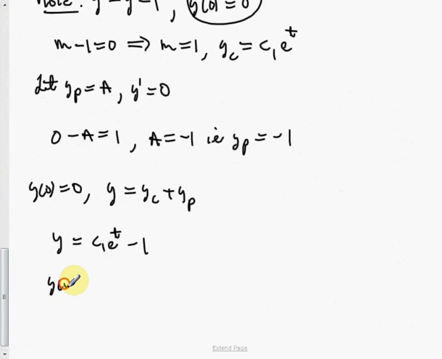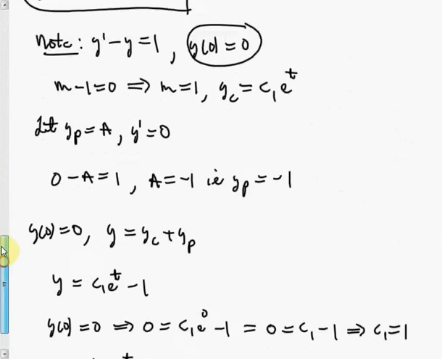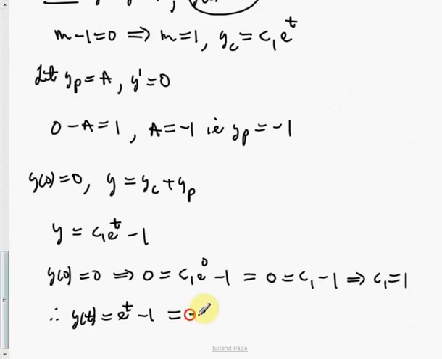So now, y of 0 is equal to 0. That implies that 0 is equal to c sub 1 times e to the 0 minus 1. That implies that 0 is equal to c sub 1 minus 1. That implies that c sub 1 equals 1. I forgot my y sub p. So here, y of t is equal to c sub 1, which is 1, times e to the t minus 1. And the way they wrote the answer here is just put the negative 1 first, plus e to the t.